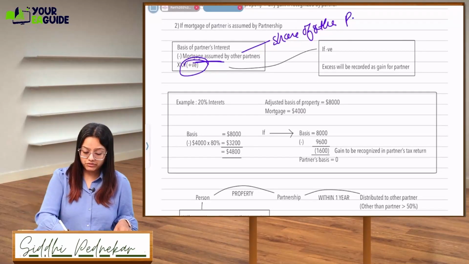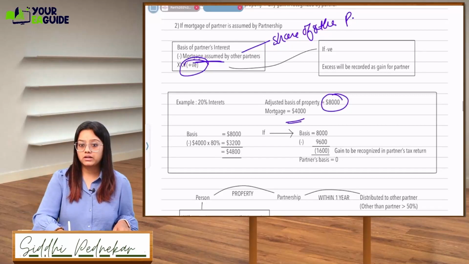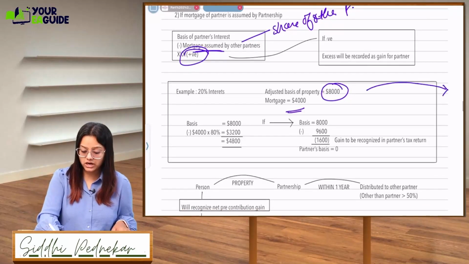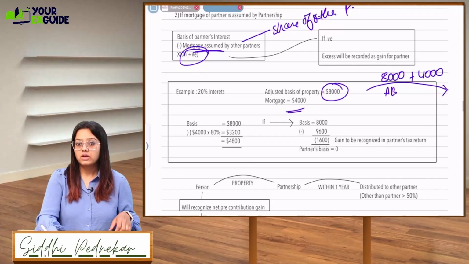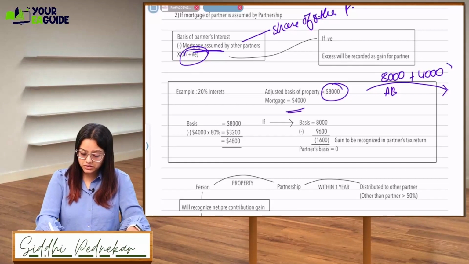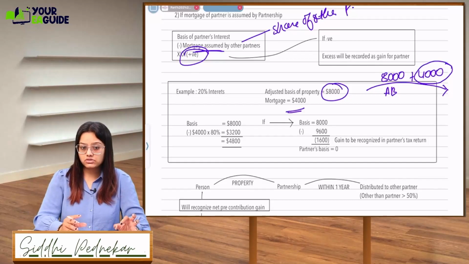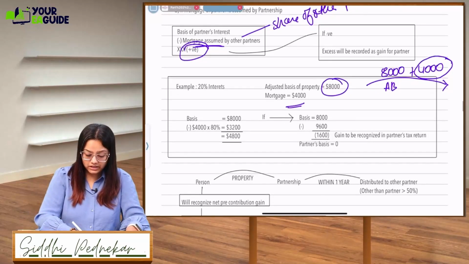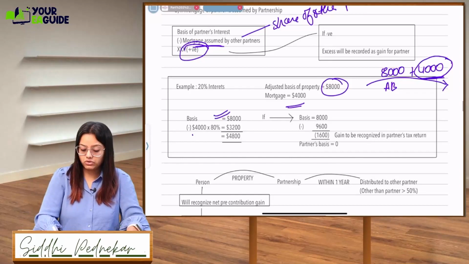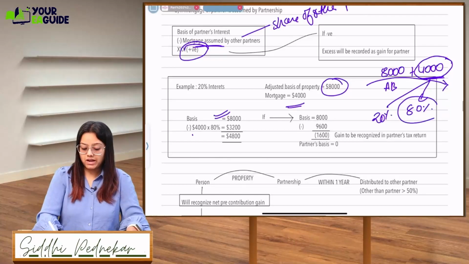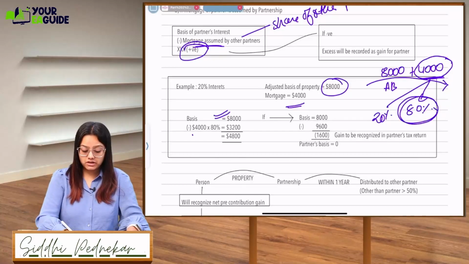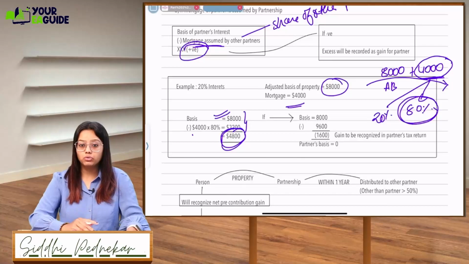Adjusted basis of property which a person is transferring is 8,000. On that, a mortgage is attached. So when I draw this chart, the 8,000 is the adjusted basis plus 4,000 is the mortgage which is attached to this basis. This mortgage attached to this basis is less, right? So in that case, what will be my basis? Take the whole 8,000 minus 4,000 into, let's say the other partners' share is 80%, my share is 20%. So I'll reduce 4,000 into 80% from this 8,000, this will be my new basis.